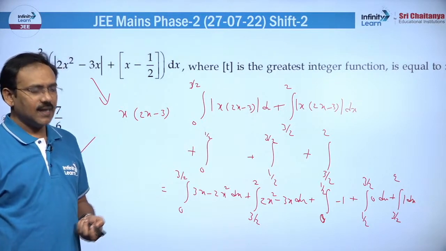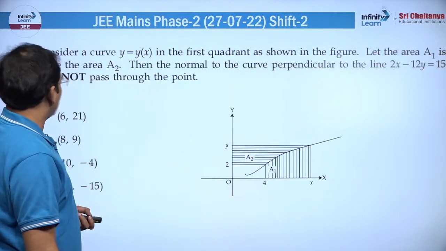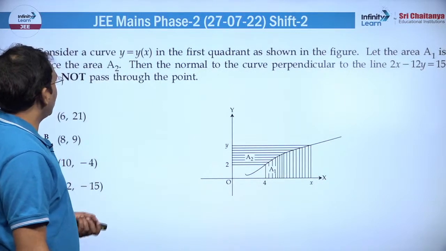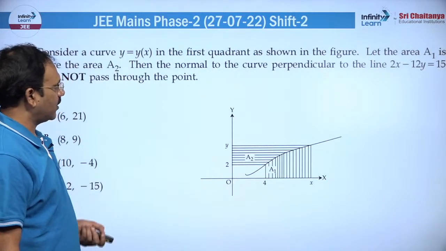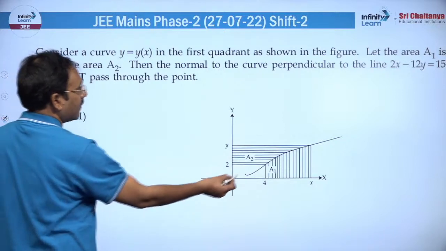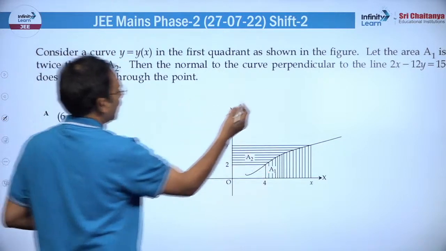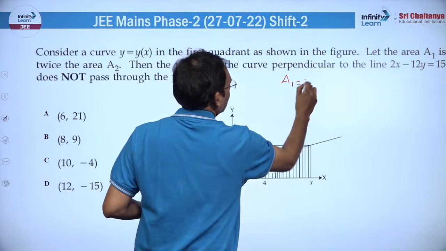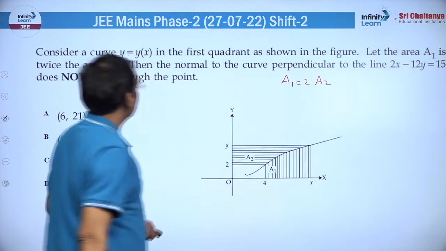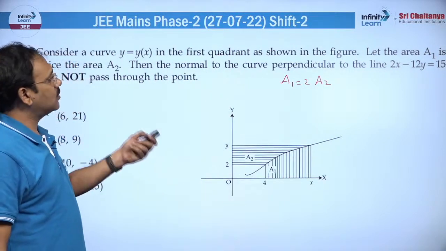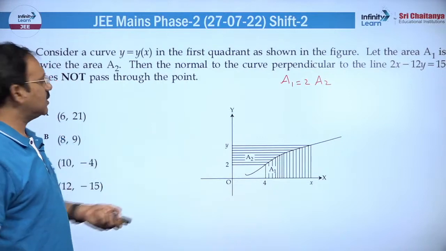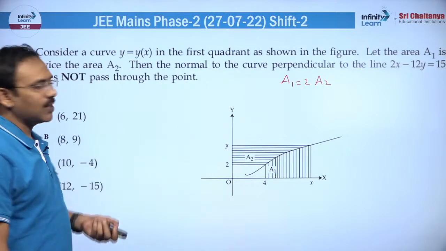Okay friends. Next, you can see this question: consider the curve y is equal to f of x in the first quadrant. The area he has given, A1 is twice the area of A2. Now the normal to the curve perpendicular to this particular line does not pass through the point.